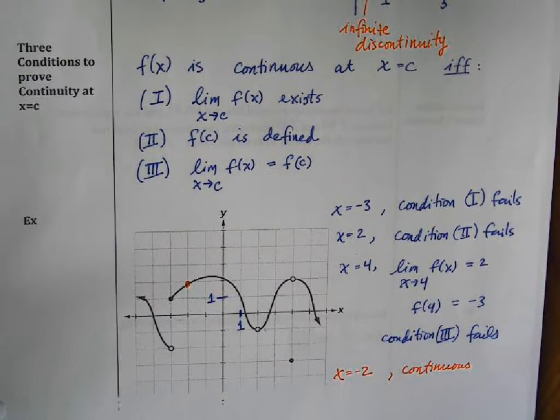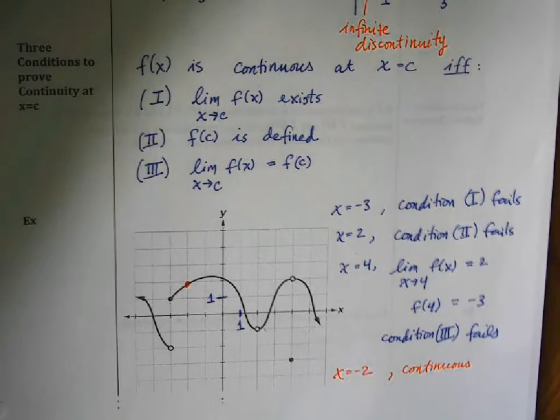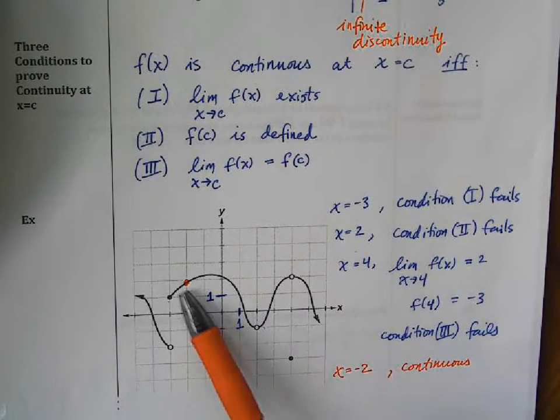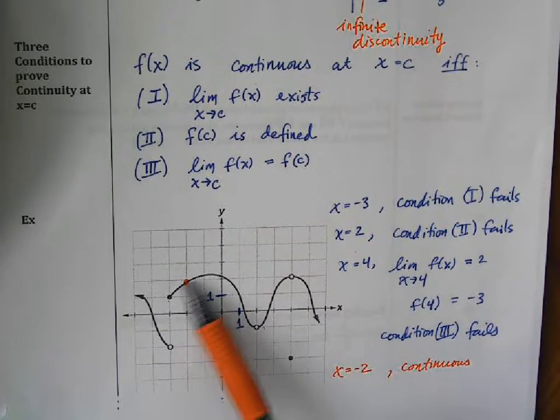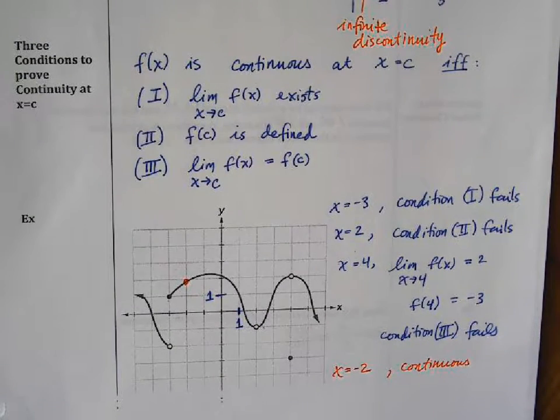This is kind of a lengthy way to do things, but hopefully it does illustrate for you why all three of these conditions are necessary for us to have continuity, even if we were to use the intuition. For there to be a smooth curve like this, there has to be a limit, there has to be a point, and the limit and the point have to equal each other.